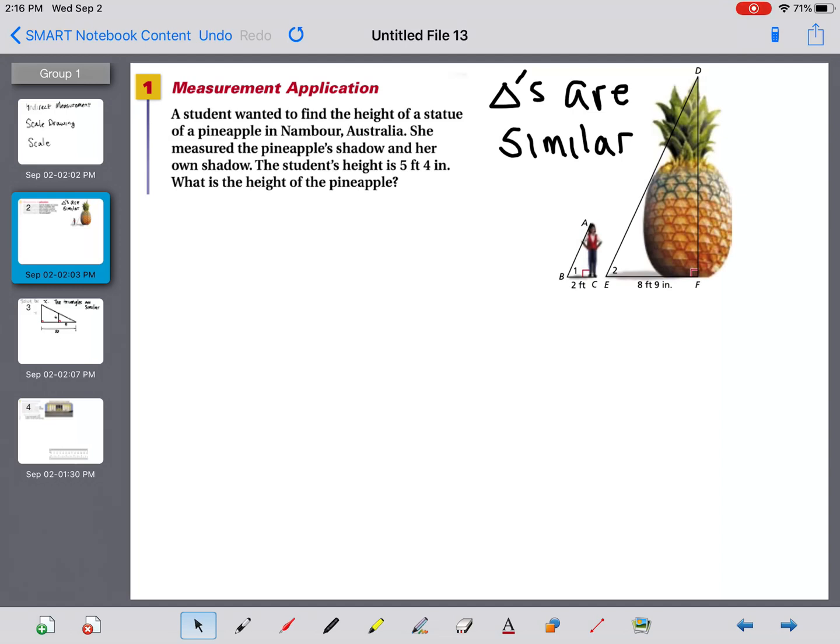A student wanted to find the height of a statue of a pineapple in Nambour, Australia. She measured the pineapple shadow and her own shadow. The student's height is 5 feet 4 inches. What is the height of the pineapple?